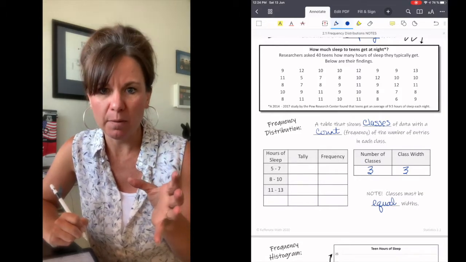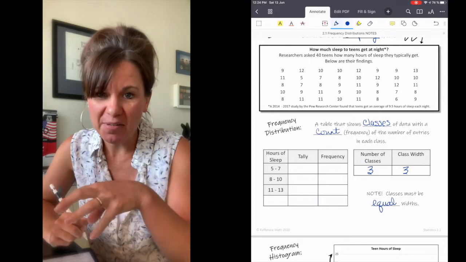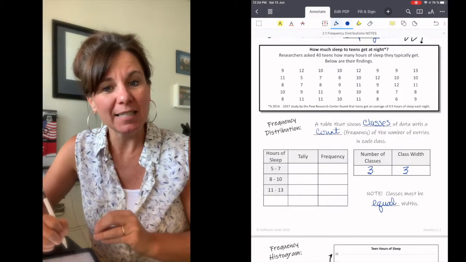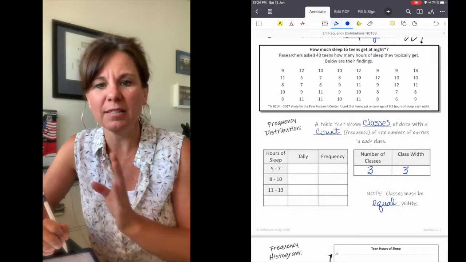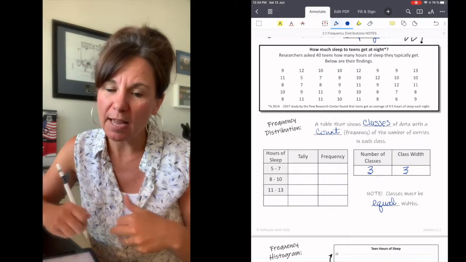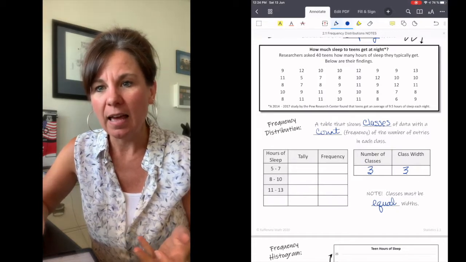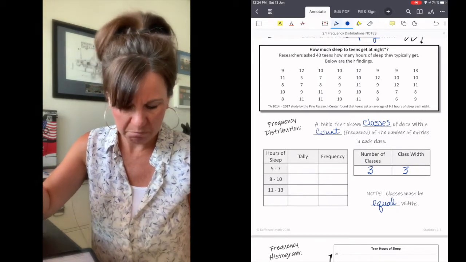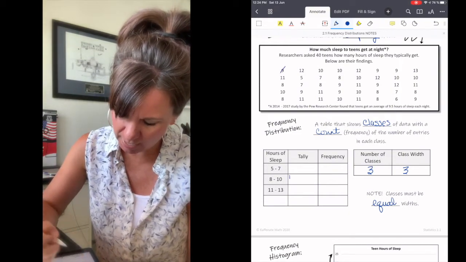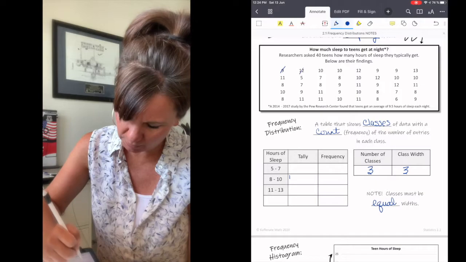Okay, now here's the fun part. We have to get all the numbers into one of the groups. It takes a little bit of time to do this. We're going to make tally marks and then count the tally marks to figure out the frequency. But in the process of doing that, you actually get to know the data, and that's valuable. So here we go. Let's dive in. We're going to take the 9 and we'll put it into that class. 12 goes into this class.